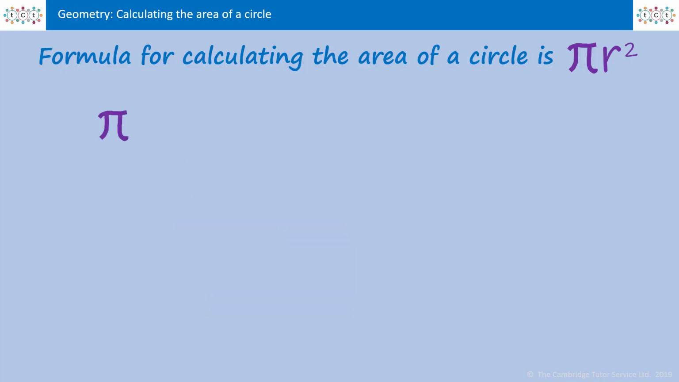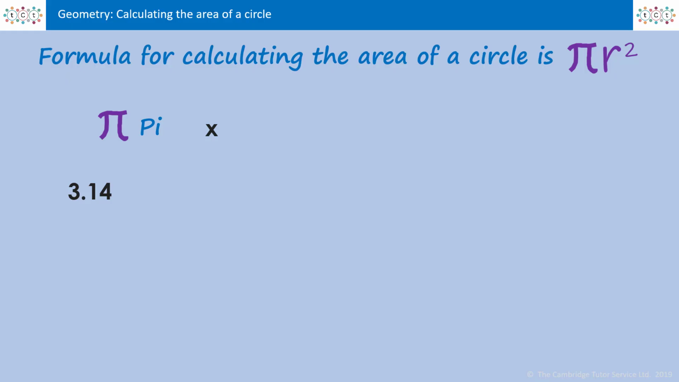Pi is a Greek symbol. It's quite a long number. There's quite a few digits after the decimal point. And when you're doing this on a calculator, you don't really have to worry about that. But when you're working this out without a calculator, we just round pi, usually to 2 decimal places. So we're going to use 3.14 to represent pi.